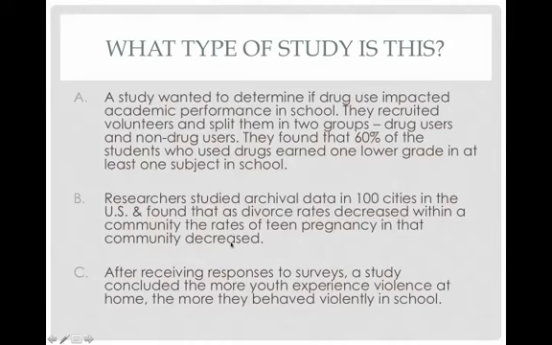And last but not least, C, after receiving responses to surveys, a study concluded the more youth experience violence at home, the more they behave violently in school. So this is survey data, and as mentioned previously, survey data shows you correlational data. So again, they're showing you two variables that are related in some way or associated in some way. The two variables that we're looking at here are violence at home and behaving violently in school. As they experience more violence at home, that's going up. They also behave more violently in school, that's also going up. So this too would be a positive correlation because those two variables are going in the same direction.